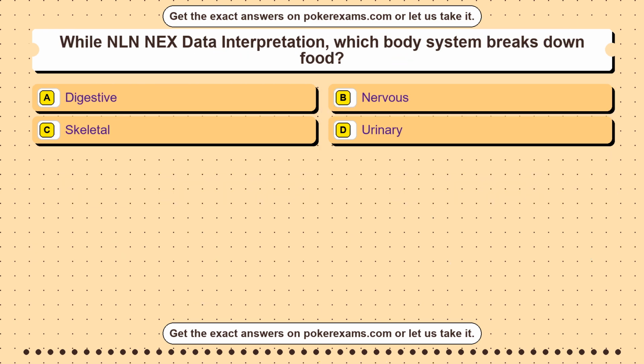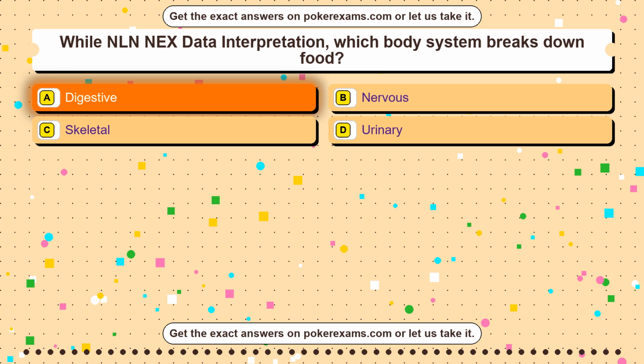Question 17. While NLN NEX Data Interpretation, which body system breaks down food? Option A, digestive. Option B, nervous. Option C, skeletal. Option D, urinary. The correct answer is option A.